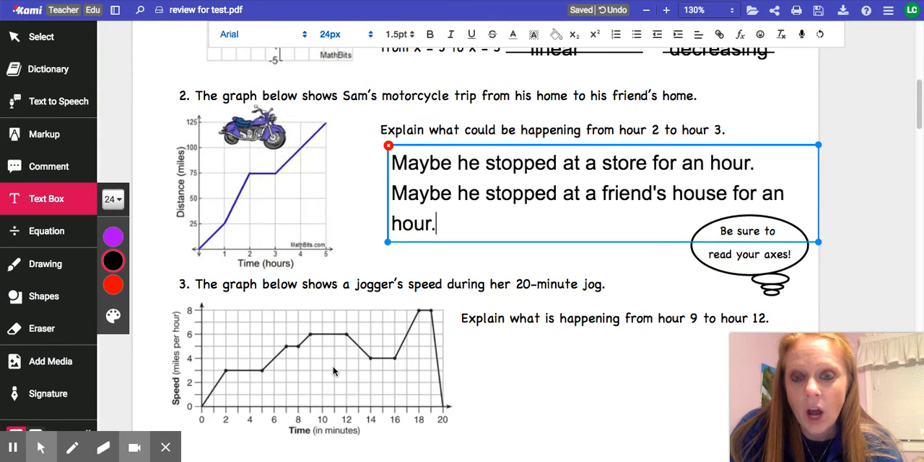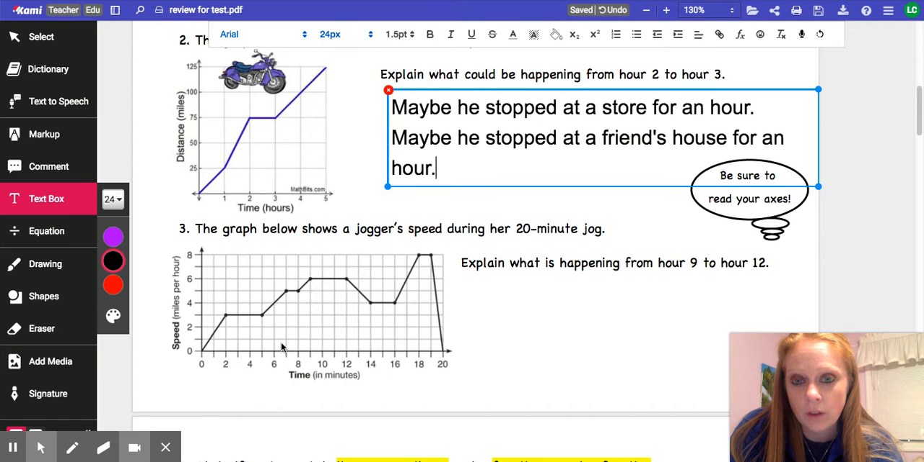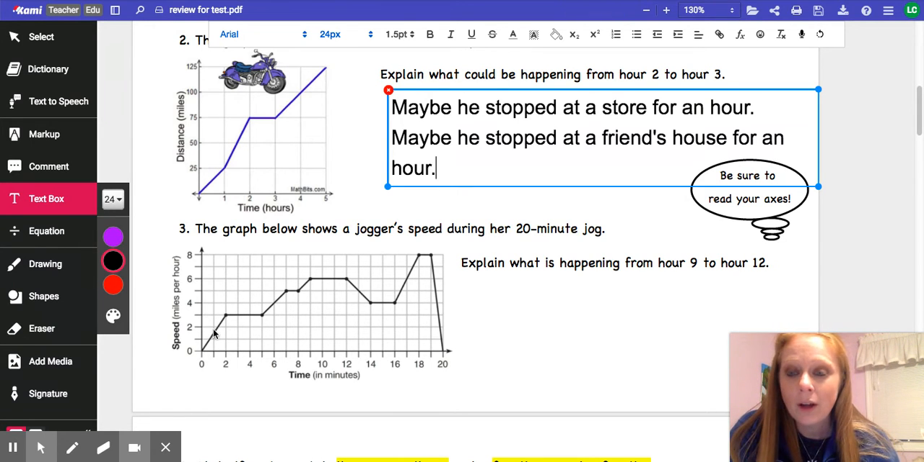Okay, now we have a jogger's speed. So another real life situation with a nonlinear graph. And it's a 20-minute jog. So over the course of this 20-minute jog, it's tracking how fast her speed was. So she starts at 0, a speed of 0 because she's not moving. Then she goes up to 2 miles per hour, 3 miles per hour. Then we end up leveling out here.